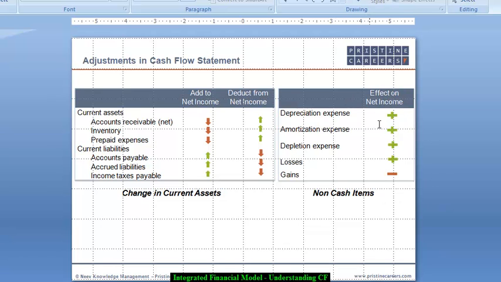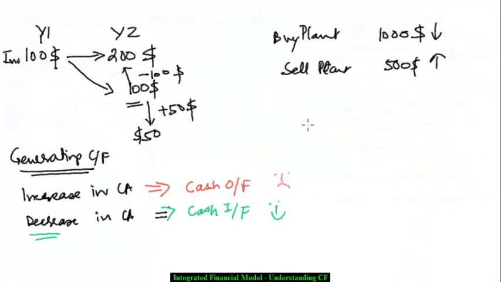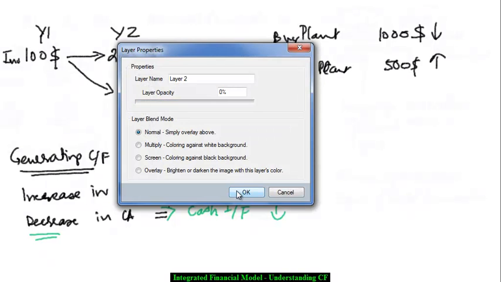So when we start creating a cash flow statement, we would definitely get a clearer idea of how to create one. Again, the cash flow statement can be generated by two methods. Let me tell you how to generate the cash flow statement. One is called the direct method, and the other is called the indirect method.